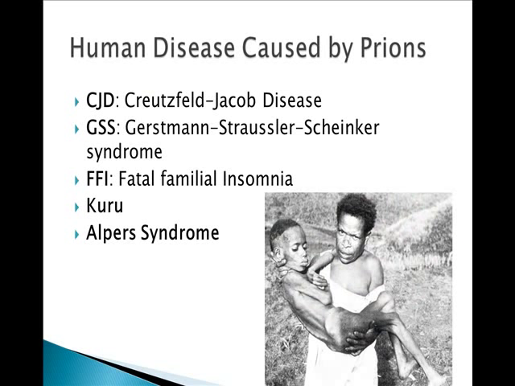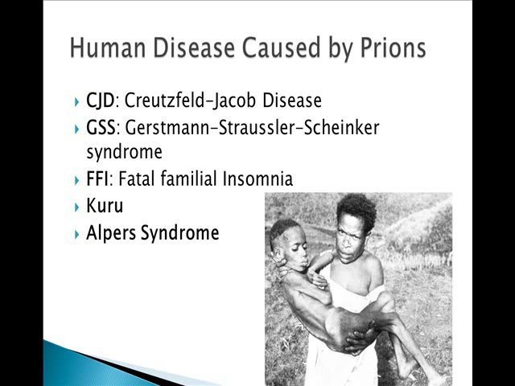Okay, now on to the human diseases that are caused by prions. And there's a couple of them. I'm going to only refer to them by their abbreviations. So there's Creutzfeldt-Jakob disease, Gerstmann-Sträussler-Scheinker syndrome, which is why I don't say that one very often, and fatal familial insomnia. Say that five times fast.